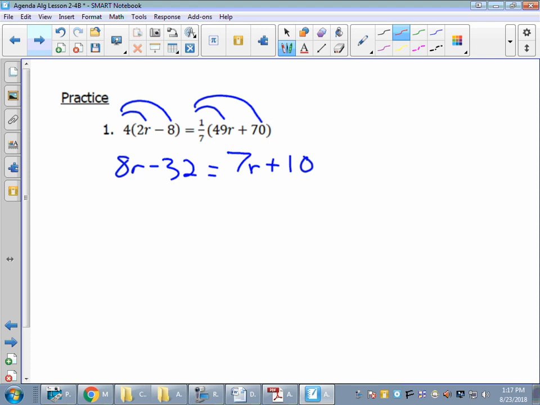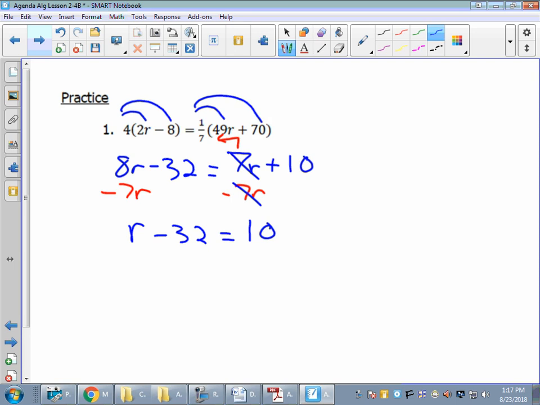And we're just going to get our variables on the left. We're going to keep constants with that. So I want to take this 7r and get it to the other side. So I'm going to subtract 7r from each side. And that's going to end up giving me a positive 1r here, minus 32 equals 10, because these are going to cancel each other out.